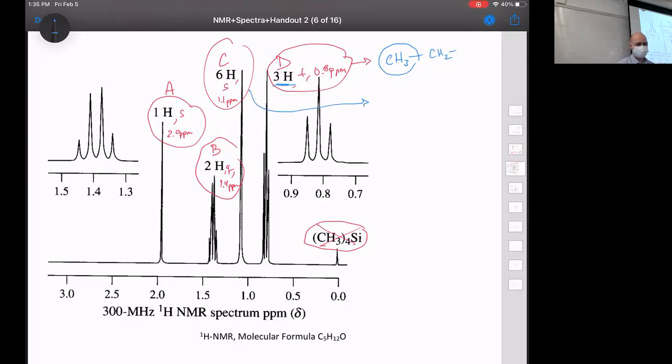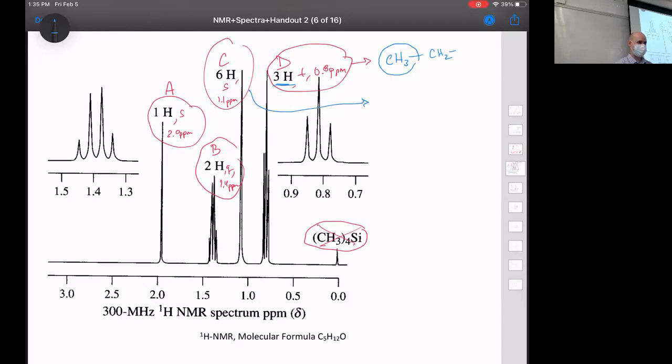It has 6 hydrogens on it, correct? And since it's a singlet, it means it has no neighbors. No neighboring carbon-containing hydrogens, correct. So there are no hydrogens on neighboring carbons. Okay, but 6 hydrogens, is that a CH6? No, it's not a CH6.